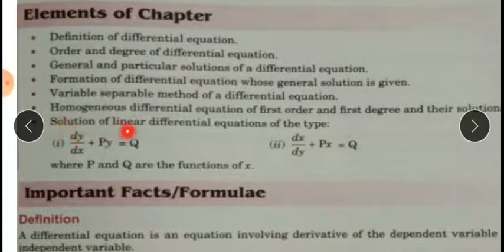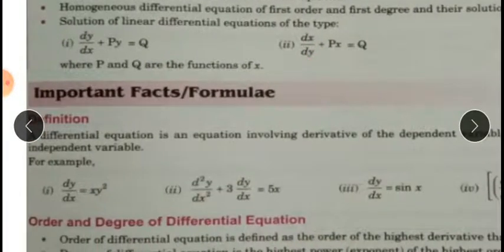Solution of linear differential equations of the type dy by dx plus py is equal to q. This is a linear differential equation. See, this contains the derivative dy by dx. P and q are constants and y is a variable. Here is dx by dy plus px is equal to q, where p and q are functions of x. Important facts of formula.